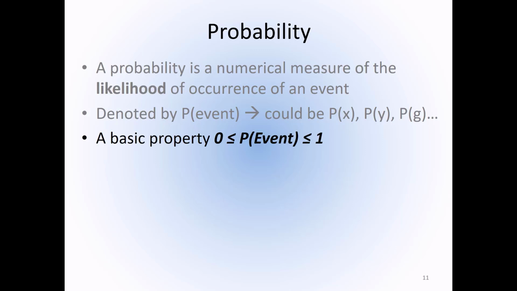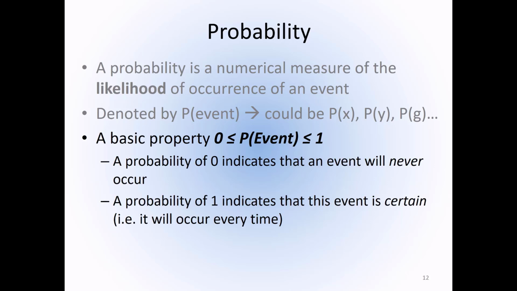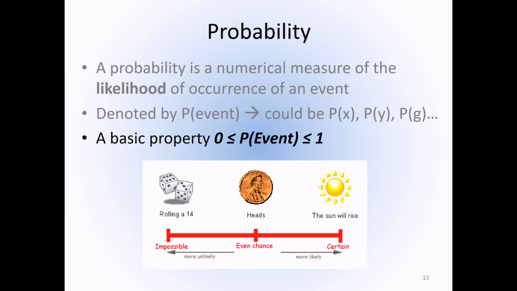Now, a basic property of probabilities is that they're between 0 and 1. If the probability of a particular event is 0, well then it's going to indicate that that event will never occur. If the probability is 1, well then it's certain to occur, it will occur every single time. And we can think about this like rolling 2 dice. The probability of rolling a number higher than 12 is 0 because the maximum numbers on those dice are going to be 6. In contrast, the probability that the sun is going to rise each day is 1. This is a certain event that will occur.